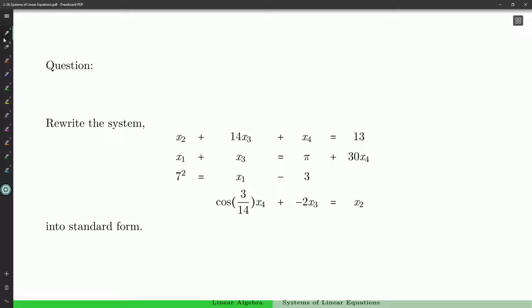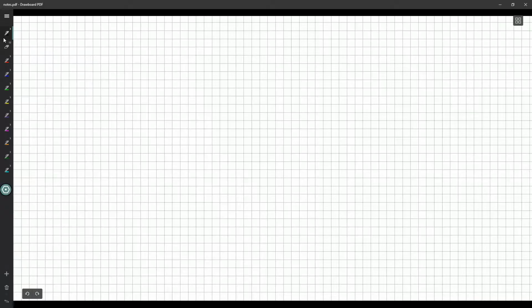Now, just taking a quick look at this, I see x1s, x2s, x3s, and x4s, but I don't see any more. I don't see x5s or anything like that. And so one thing we can do is mentally prepare and say, all right, the x1s will go in this column. The x2s will go over here. The x3s will go down here. The x4s will be here. Then the constants will be on the other side of the equal sign.